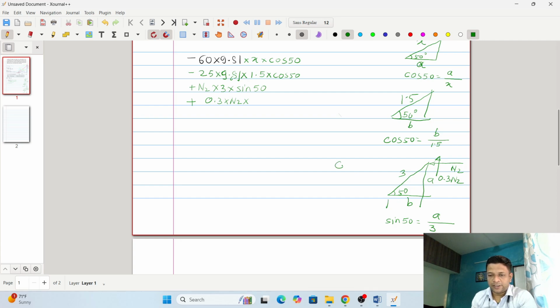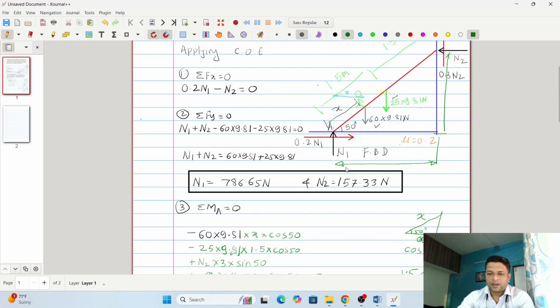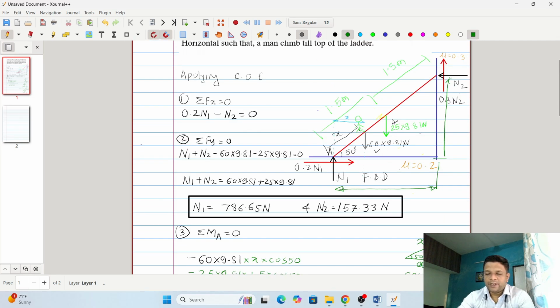So we'll use the cos relation here. Cos 50 is equal to the adjacent side divided by the hypotenuse, so 3 into cos 50. Now this total equation is equal to 0. So equate it to 0 and find the value of x. You can write the value of x in the comment box if you understand how to take the moment. As per my calculation, x comes out to be 0.5712, and this is a distance, so we write the unit as meter. This way you can take the moment for the given FBD.